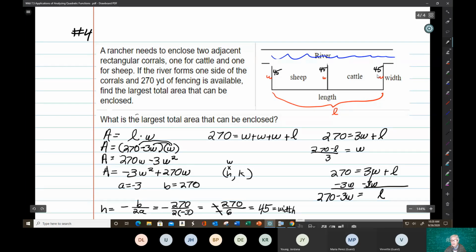And then let's see what L has to be. 3 times 45. That's 15. 135. Okay, now what do we have? We have 270. 270 minus 135 is 135. So L is going to have to be 135. I mean, it will be forced to be 135 simply because we're using 45 plus 45 plus 45 on those 3 widths.